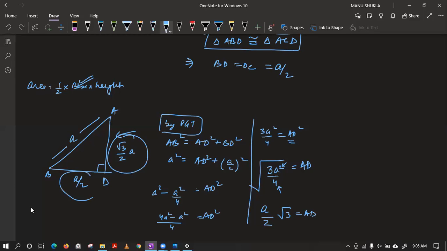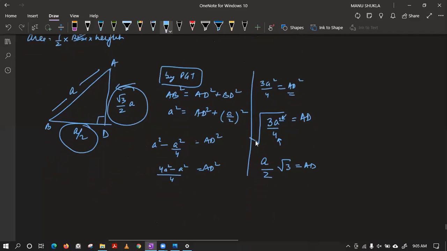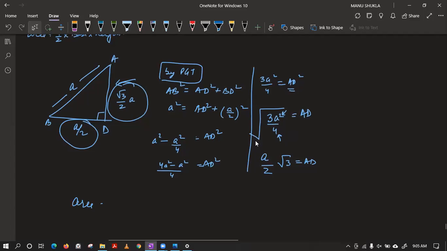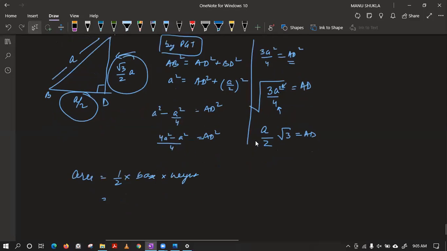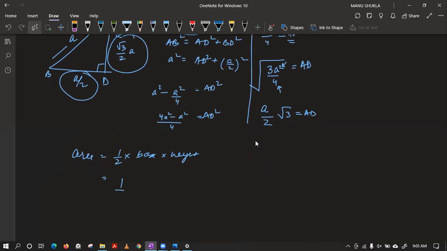Now you can easily put the formula: half base into height, and that will be equal to the formula that I gave you. Okay, let's see. So area of a triangle is given by half into base into height. This is the derivation, just to understand how the formula came, nothing else. So half into a upon 2 into root 3 upon 2a.